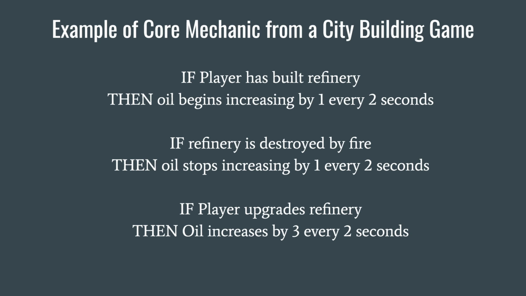And then we might say if the player upgrades the refinery, maybe the refinery has level 1, level 2, level 3, which by the way would be a numerical attribute of the refinery. So the refinery, the first one is just binary. Now it's actually numeric. If they have a level 2 refinery, then oil increases by 3 every 2 seconds. Maybe we say if it's level 3, then it's 6 every 2 seconds. Maybe it grows sort of exponentially there. Maybe if it's level 4, 12. That's a core mechanic. We say if this, then this, right?